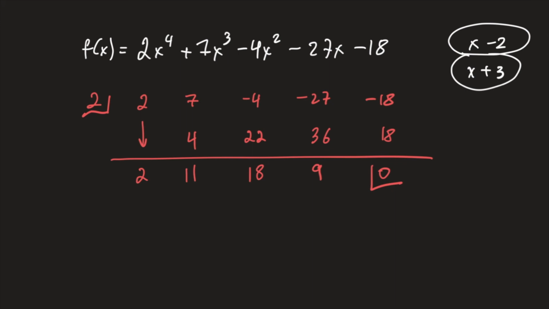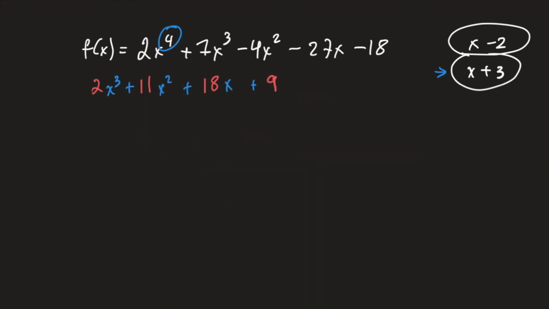Now I'm going to fill in this depressed polynomial. Since I started with a fourth power, I'm going to start with one less, which is 2x cubed, plus 11x squared, plus 18x, plus 9, and obviously the remainder of 0. Now I'm given that x plus 3 is another root, which means I'm going to do this synthetic division again, but now I'm going to do it with this polynomial, not the original. So once again, I'm going to write out all coefficients first. And since x plus 3 is a root, -3 will go into my box.